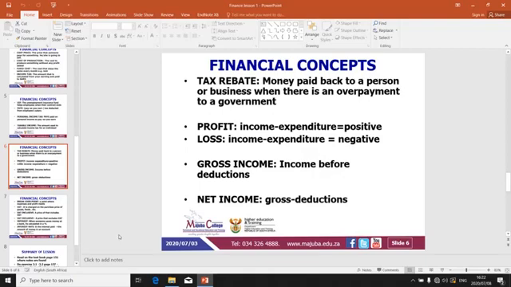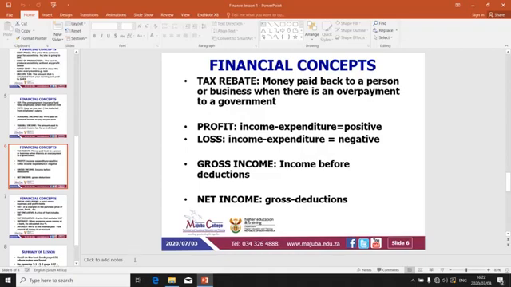We move to the gross income. What is the gross income? It is the income before deductions. In other words, the gross income is the money that you get per month. If you get 1,000 rand, it is before deductions. It is your gross.